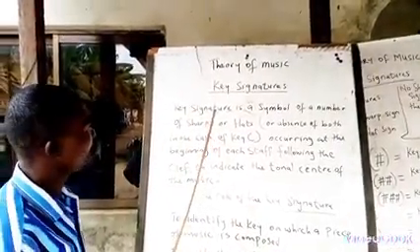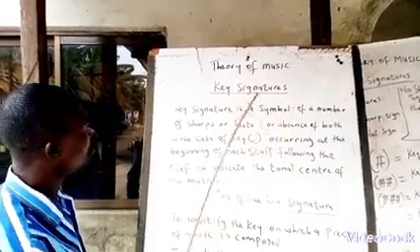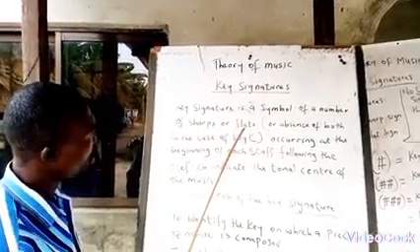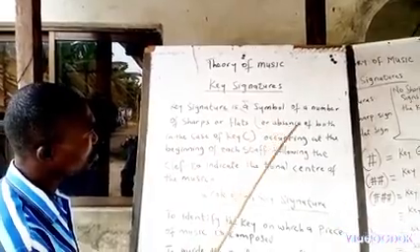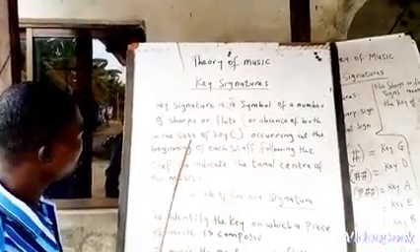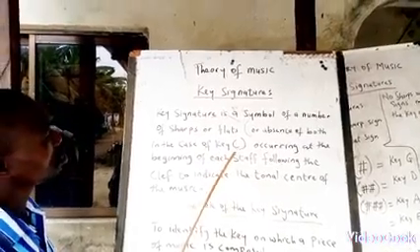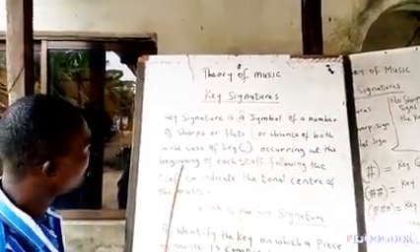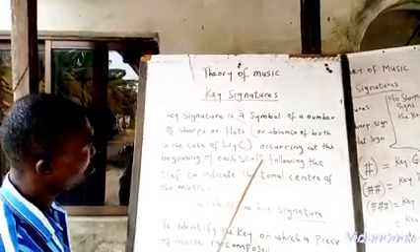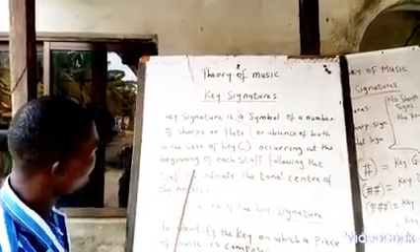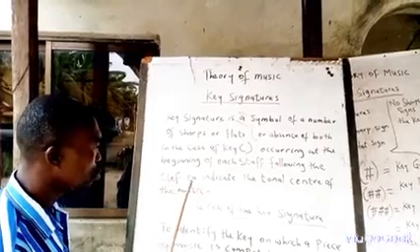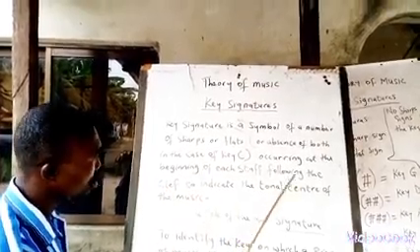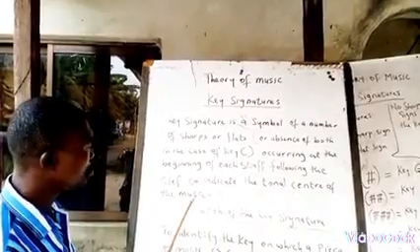A key signature is a symbol of a number of sharps or flats, or the absence of both in the case of key C, occurring at the beginning of each staff, following the clef, to indicate the tonal center of the music.